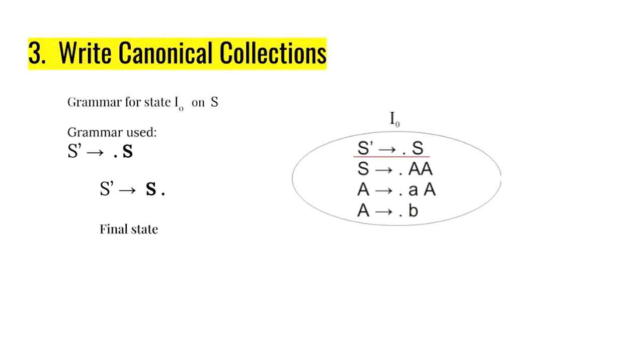So S was present after the dot only in one production rule, that is S' derives .S. So we will use only that production. After we give input S, the dot will move one position to the right, that is, we get S' derives S. You see here the dot is at the extreme right of the right hand side, so it will become a final state.